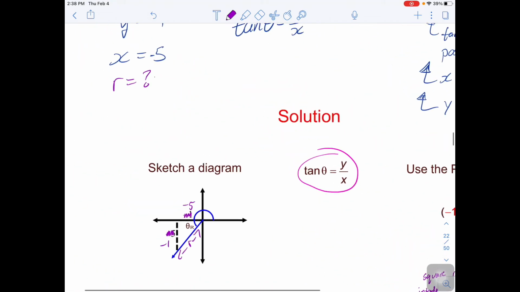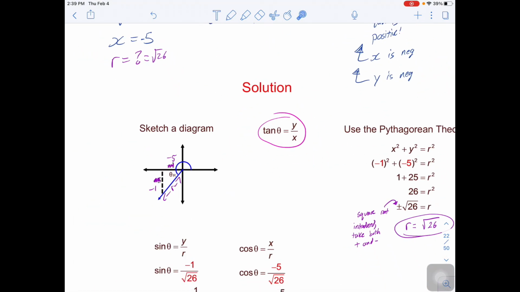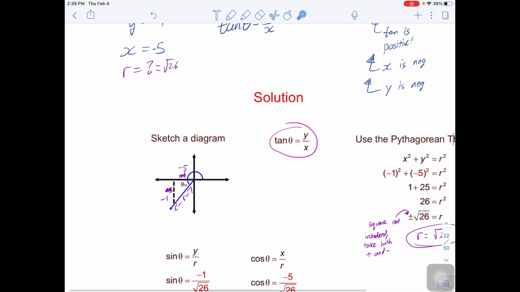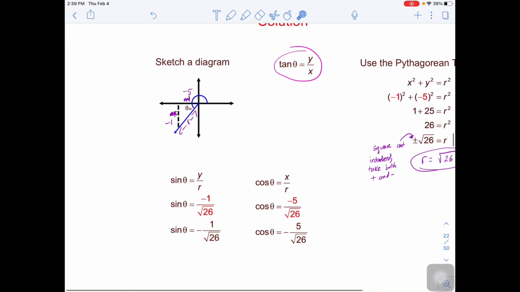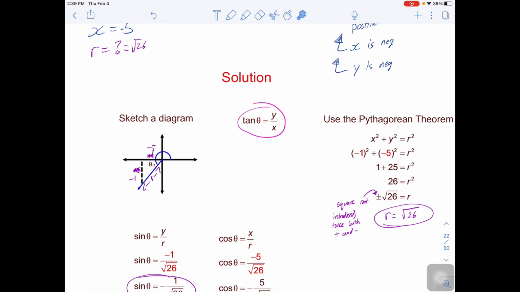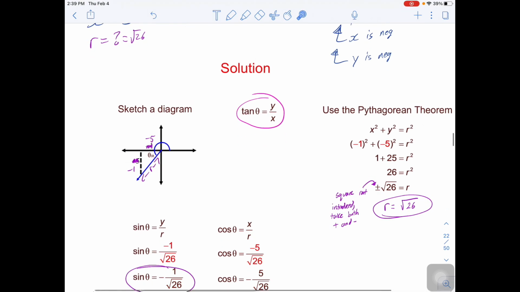And now it's a matter of going to your data sheet and looking at what sine and cos equal. Sine is y over r. Our y value is negative 1. Our r value is root 26. So they will put negative 1 over root 26 here. So there's your first solution. Cos, on the other hand, is x over r. My x value is negative 5. My r value is root 26. So they plug it in, and there's your solution.